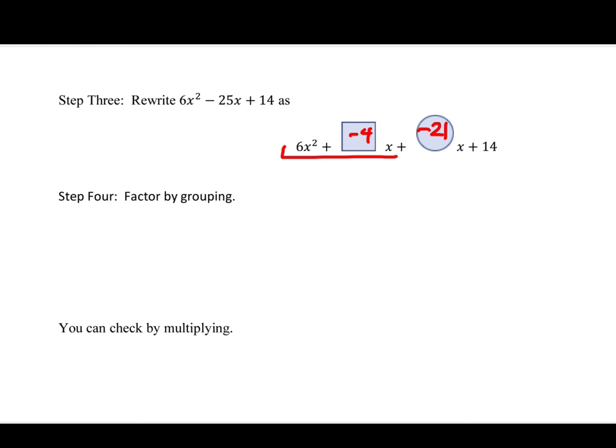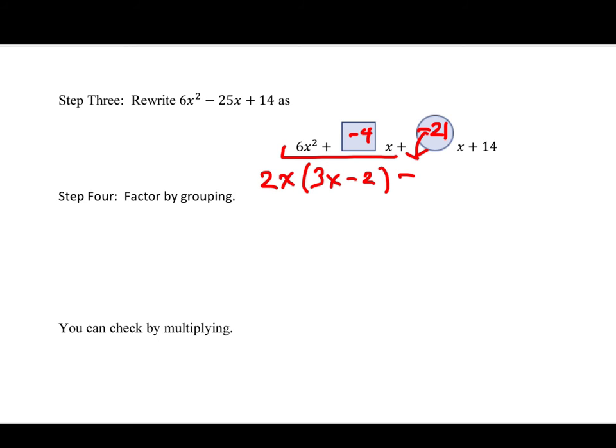I'm going to factor the first pair. I see that 6 and 4 are both divisible by 2, and I see I have an x squared and an x. The smaller exponent is 1, so I am going to pull an x out front. So 6x squared divided by 2x will be 3x. Negative 4x divided by 2x will be negative 2. I have a negative sign here, so that's going to be a negative sign there.